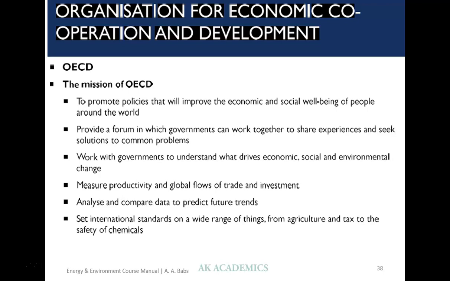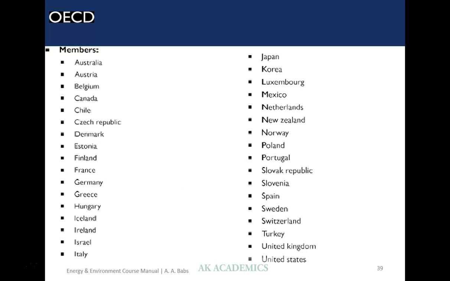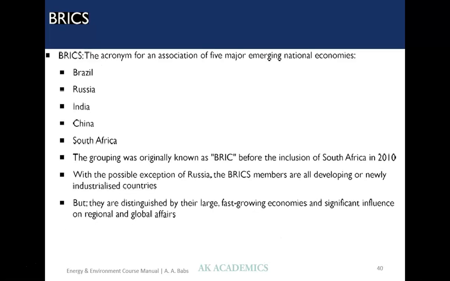There are a number of countries under the Organization for Economic Cooperation and Development, and some of those countries are listed here. You should go through them and just be familiar with them. You can see we have Switzerland, Turkey, United Kingdom, United States, Iceland, Ireland, Israel, Italy, Australia, Luxembourg, Mexico, Netherlands, and so on and so forth. Canada is also included. The BRICS was originally known as BRIC, without the S, before South Africa joined them.